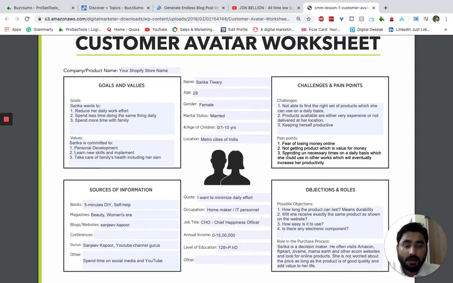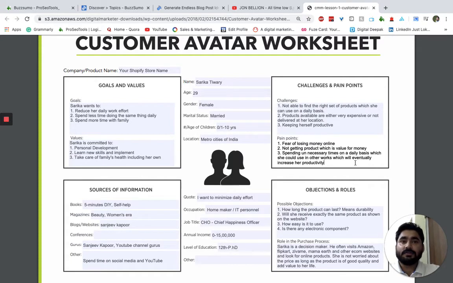And then her other pain points are spending unnecessary time on a daily basis, which she could use in other works, which will eventually increase her productivity. She wants to minimize her daily effort in the kitchen, in the home, in every place. Suppose she is a homemaker, she is also working on daily chores, which are repetitive, and she wants to minimize the effort.